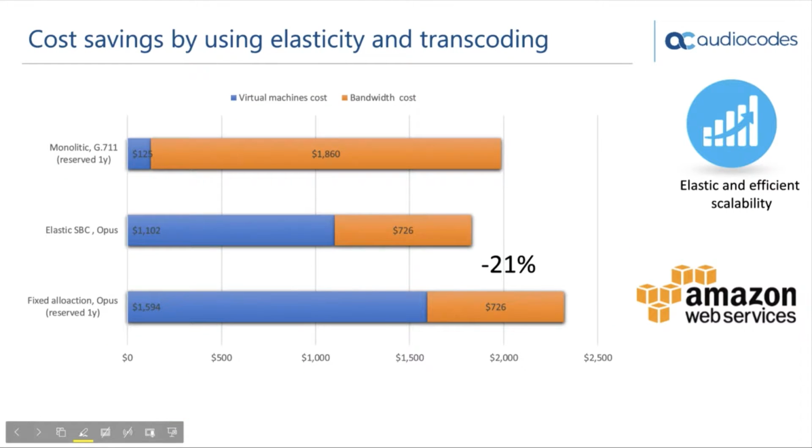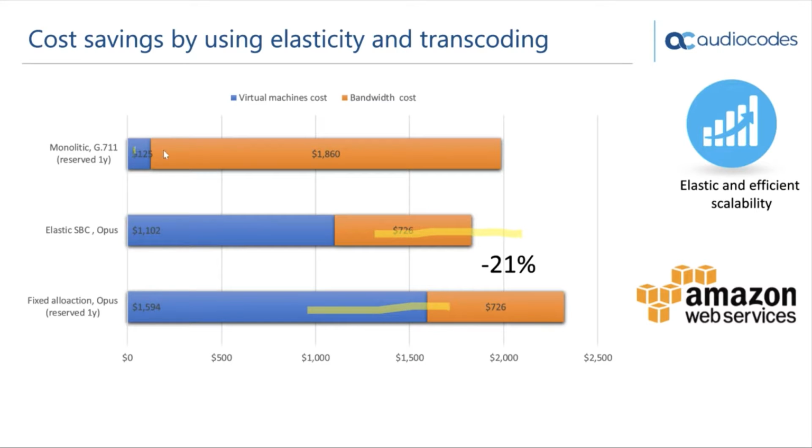Okay, and also if you use the elasticity I talked about, where we turn on and turn off virtual machines as you're going through the day, you can take advantage of that and really start to get some more significant cost savings. So you can see the kind of cost savings that we can get. If we've got an elastic SBC here using Opus, then we've got these cost savings out here, which are quite significant. And then you can do different cost models based on different things.